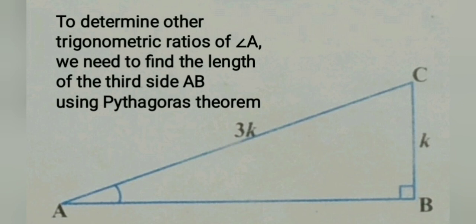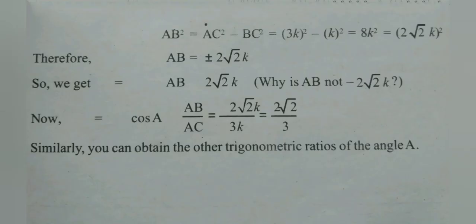To determine other trigonometric ratios of angle A, we need to find the length of the third side AB using Pythagoras theorem. Therefore, AB square is equal to AC square minus BC square, which is equal to 3K the whole square minus K square, which is equal to 8K square, which is equal to 2 root 2 K the whole square. Therefore, AB is equal to plus or minus 2 root 2 K. So we get AB is equal to 2 root 2 K, as distances can't be negative.